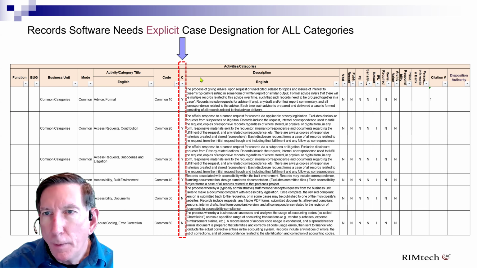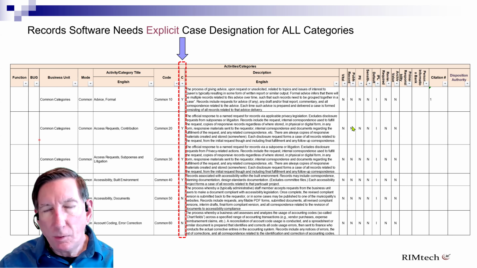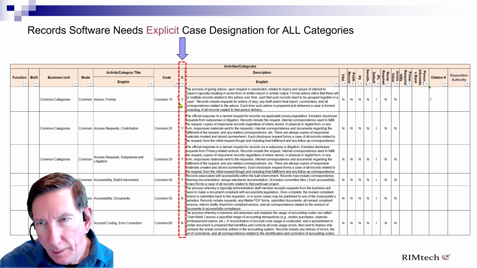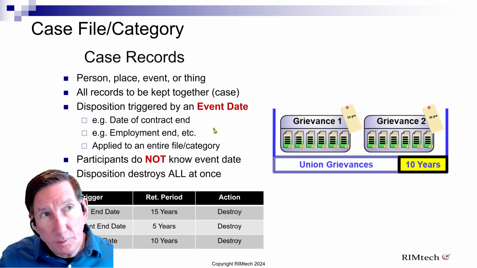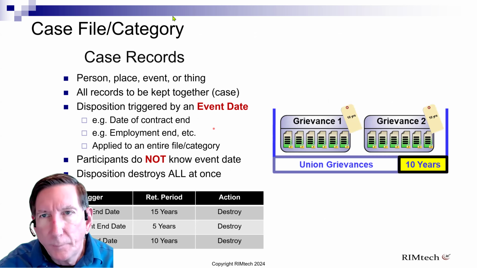There we go. So one row in the retention schedule equals one category or business activity. And every single one of them has to specify yes or no. Am I a case or am I not? Now, that's not the language Purview uses, but the language doesn't matter. The principle is what matters, right?